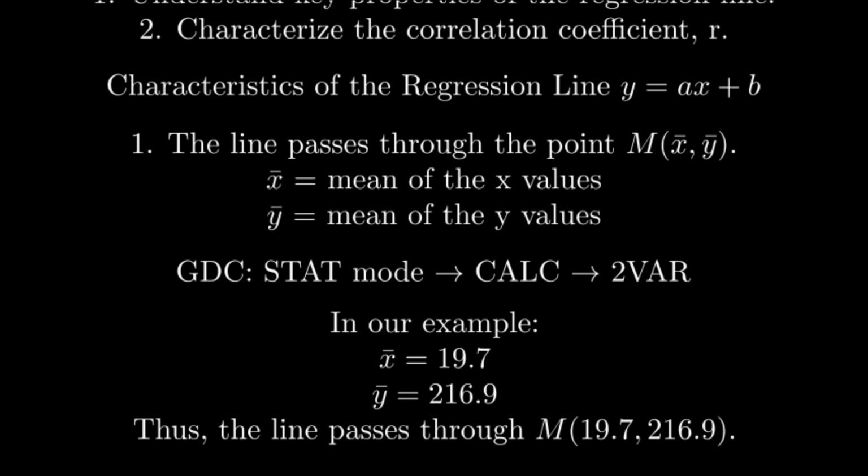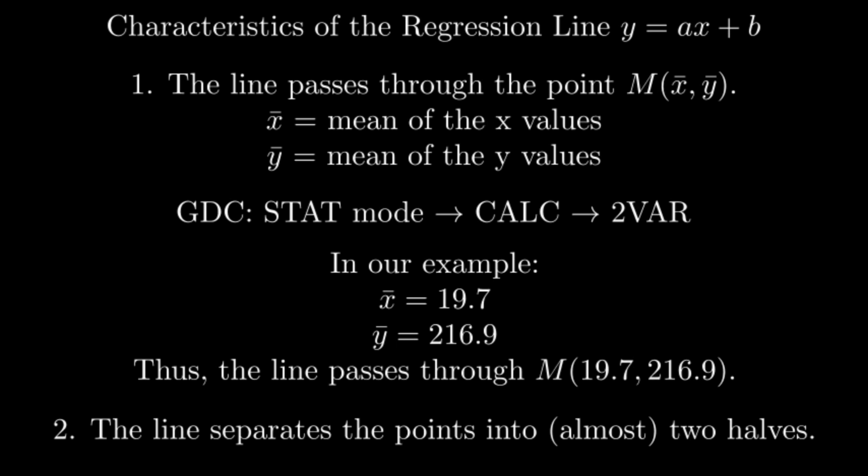The second characteristic is about how the line relates to the data points. The regression line acts as a balance line. It separates the data points so that roughly half of them are above the line and half are below it. It's the line that comes closest to all points simultaneously. Now, let's shift our focus to the correlation coefficient, R.